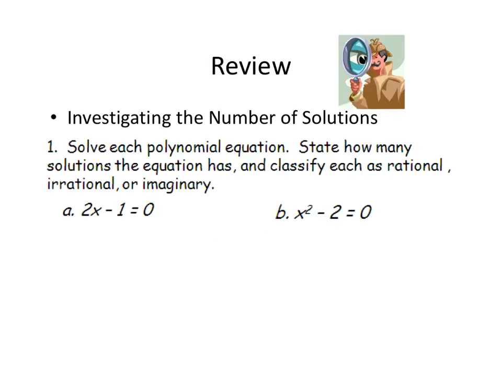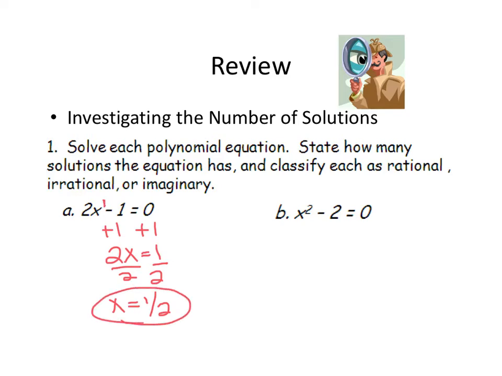Let's solve each of these polynomial equations, grabbing all the prior knowledge. We're going to add 1 to both sides. 2x is equal to 1, divide by 2, x is equal to 1/2. So this one has a degree of 1, and its solution is 1/2. State how many solutions: the number of solutions is equal to 1. Classify each as rational, irrational, or imaginary. Because it's a fraction, it's rational.